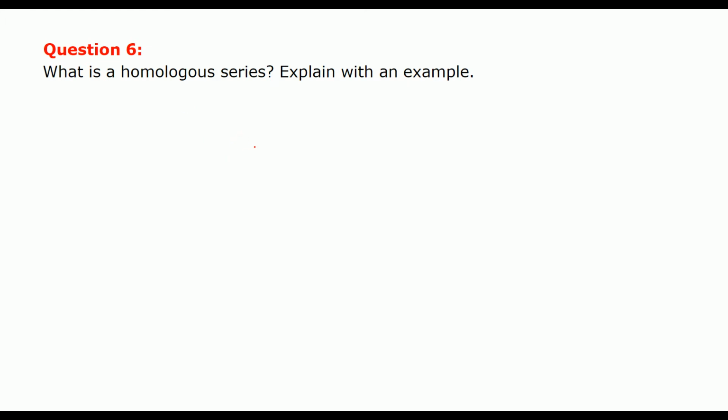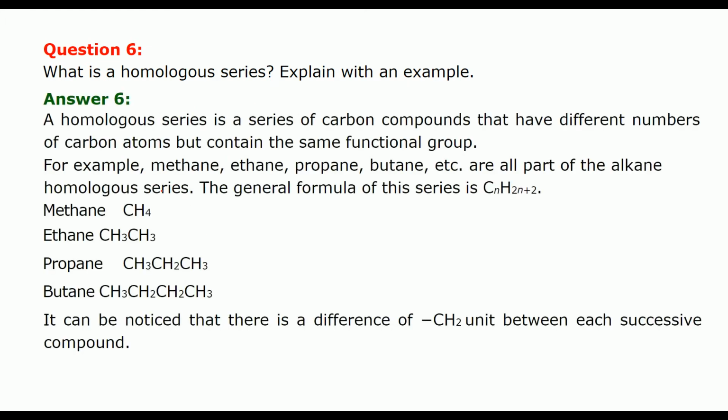What is homologous series? Explain with an example. A homologous series is a series of carbon compounds that have different numbers of carbon atoms, but they have the same functional group. For example, methane, ethane, propane, butane. They all are part of the alkane homologous series. The general formula is CnH2n+2.